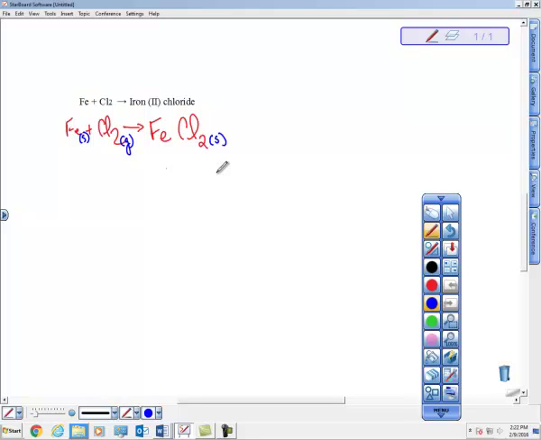Right, in the presence of chlorine gas, iron will actually rust right in front of your eyes, and it'll do it so fast. It looks like it's rusting, but it's actually forming this. It's forming iron 2 chloride. So, alright, let's keep going.